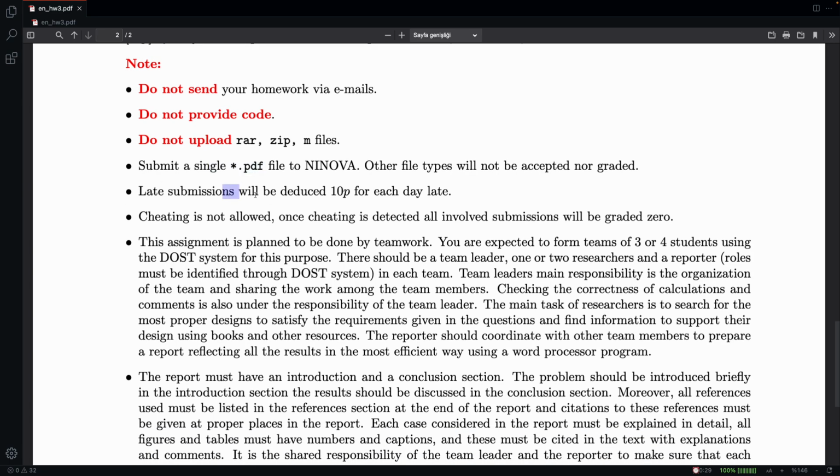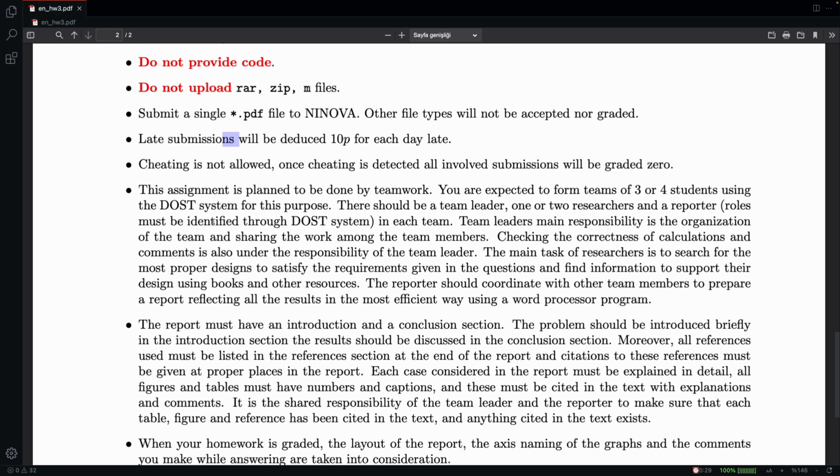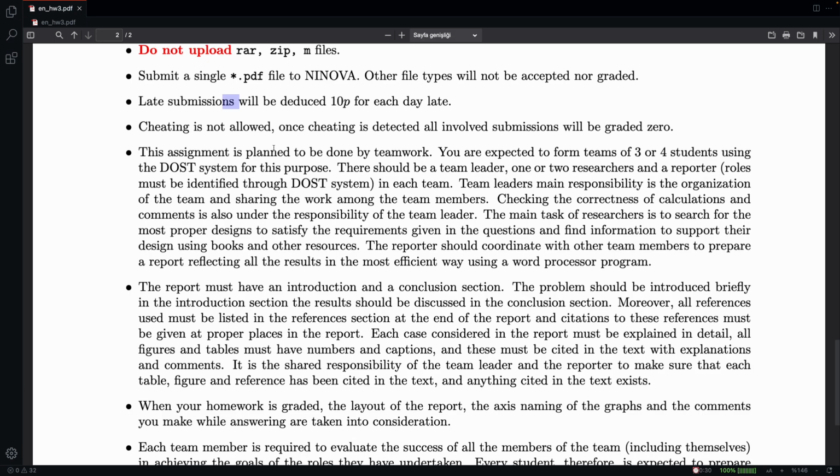Late submission strategy is still the same. And yeah, this is going to be a teamwork homework, so you're expected to form teams of 3, 4, up to 5 would be okay for us. Now for this purpose we will open up a system in DOST where you can basically define your team and teammates. So that's going to be it.